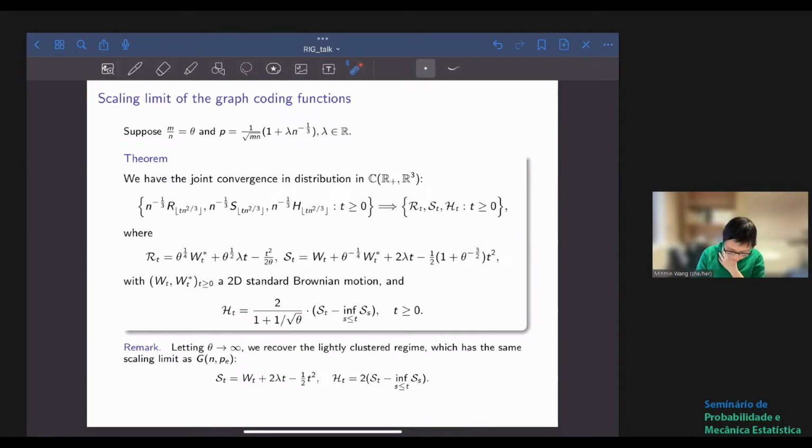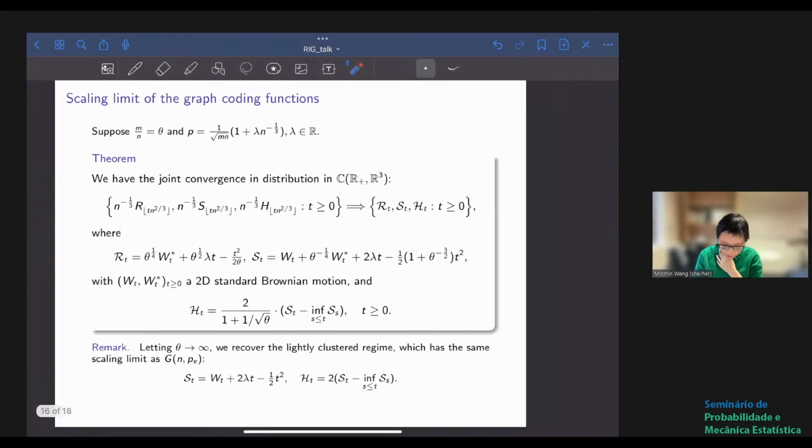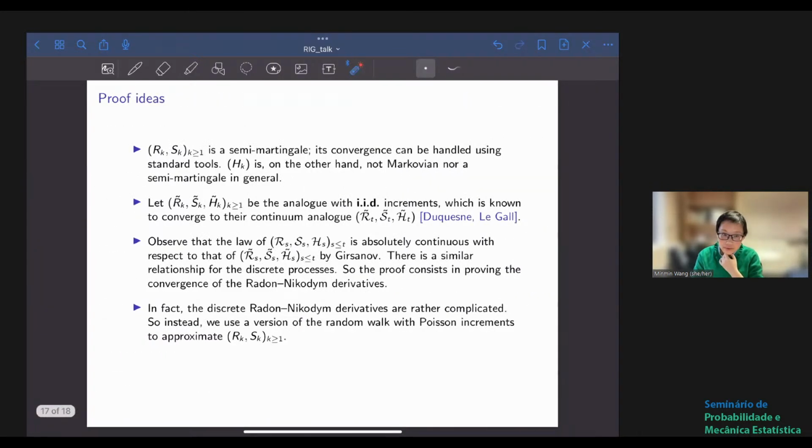Right, so I probably have a little bit of time to very quickly talk about the proof. How do we get this limit theorem for the coding process? If we just want to look at the first two components, R and S, this is not very hard because it is a semimartingale, so we have standard tools for convergence of these processes.